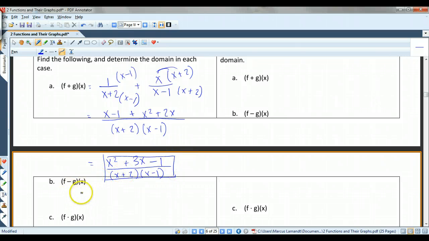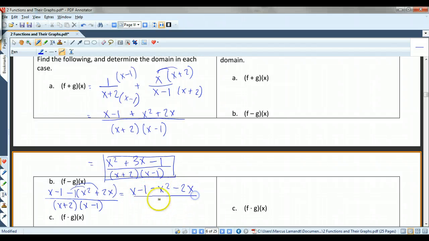Now if I'm subtracting, pretty much the same thing except this becomes a minus. So I've got x minus 1 minus x squared plus 2x all over x plus 2, x minus 1. I'm going to distribute this negative. So I've got x minus 1 minus x squared minus 2x. And once again, x minus 2x is negative x.